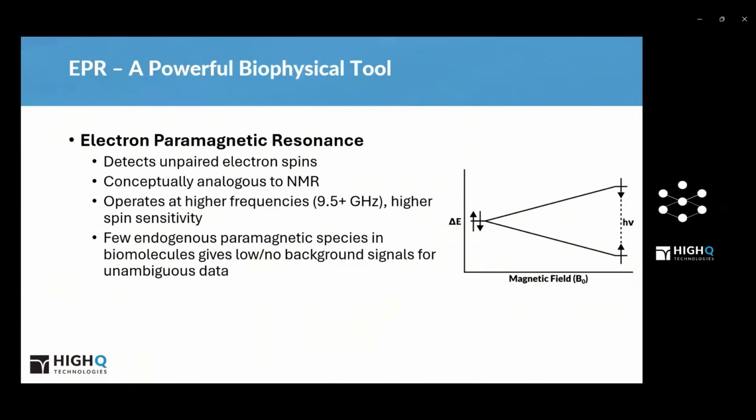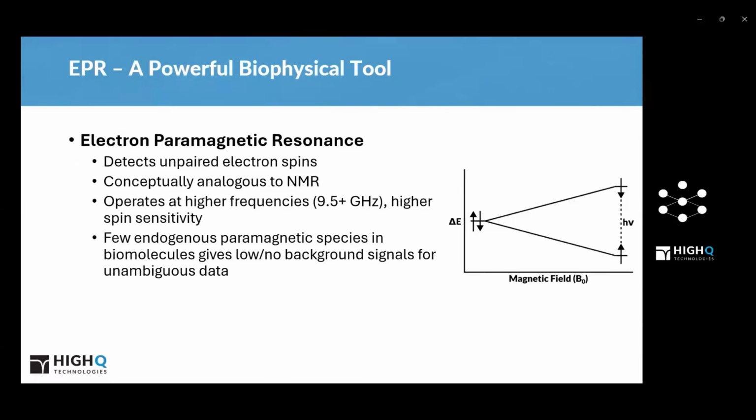And so that gives EPR an intrinsically high sensitivity because you have more polarization between the two spin states. Now, the other thing to note is that in EPR, because we're detecting unpaired electron spins, few biomolecules, proteins, DNA, things like that, have stable radicals incorporated in them. Outside of certain metalloproteins that bind to paramagnetic metal ions, there's not a lot of stable radicals in these biomolecules that we're interested in studying.